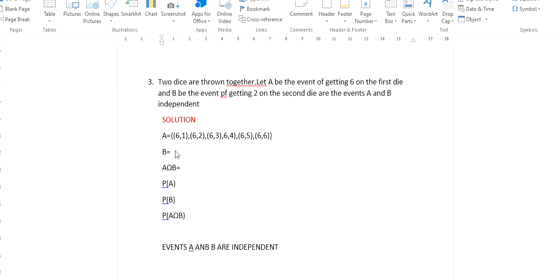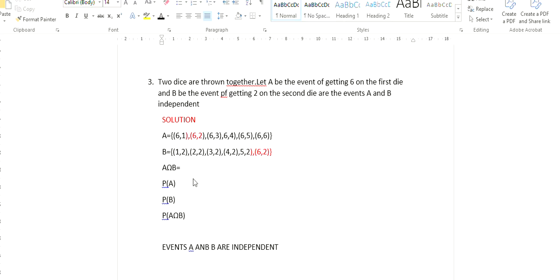So now coming to event B, the event of getting 2 on the second die. So the second one should be 2. So we will write it as 1, 2. Second one is 2, so keep on writing 2, 2. Next, second one is 2, so 3, 2. Then okay, done. So now both are done.